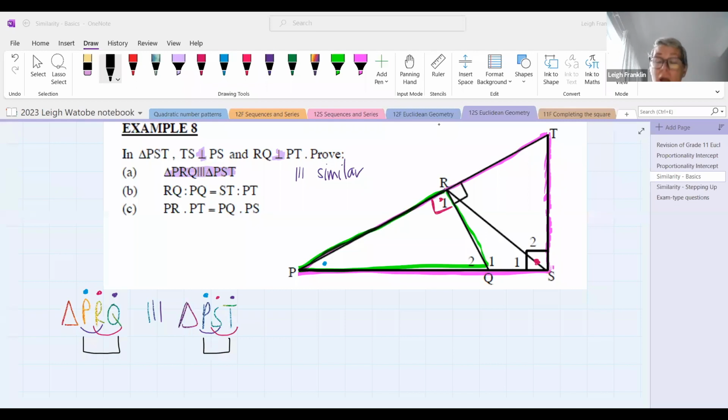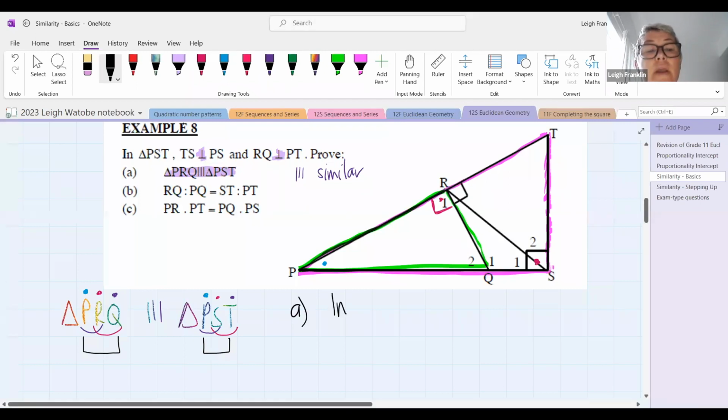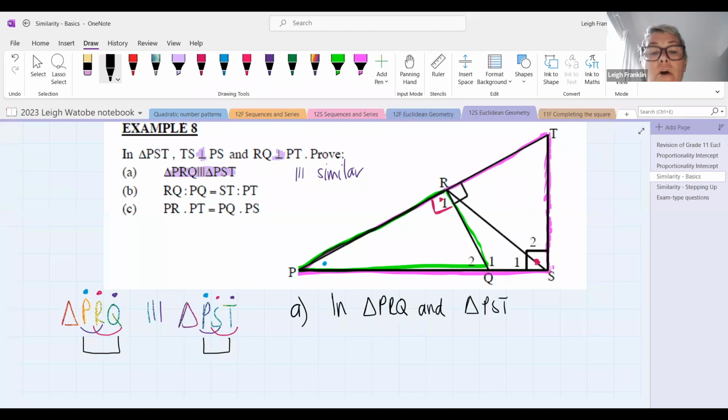Okay, what you have to do after you've highlighted the triangles is go and look for the angles that are equal and figure out why this is true. Okay, so they are giving you some important hints. When we start our proof for similarity, it has to be done in a very specific way. We have to name the triangles we are working in. So we are obliged to write in triangle PRQ and triangle PST. First point, okay, we're proving angle, angle, angle.